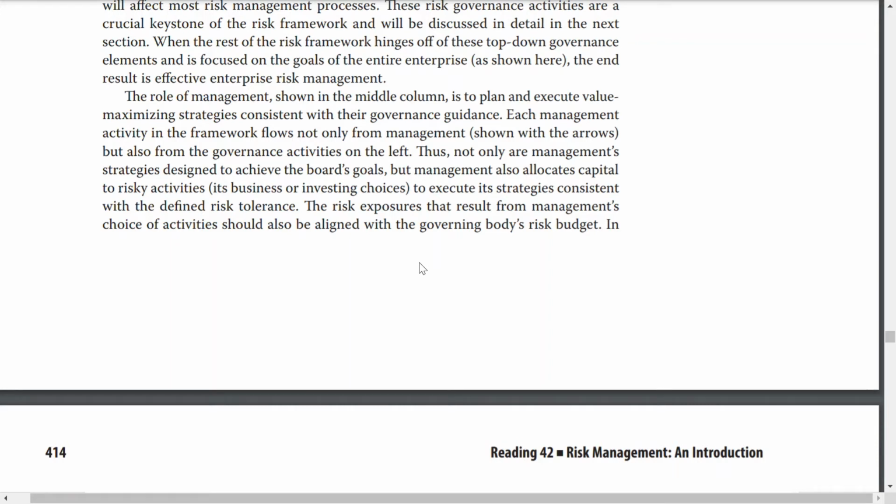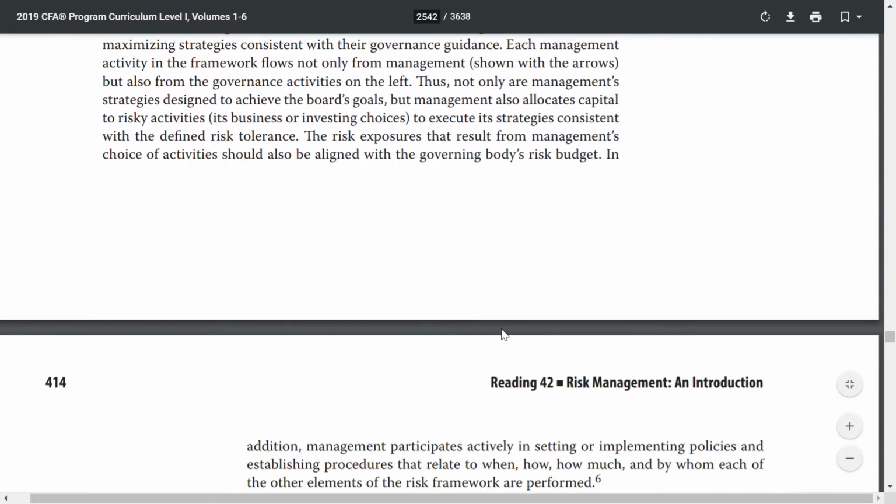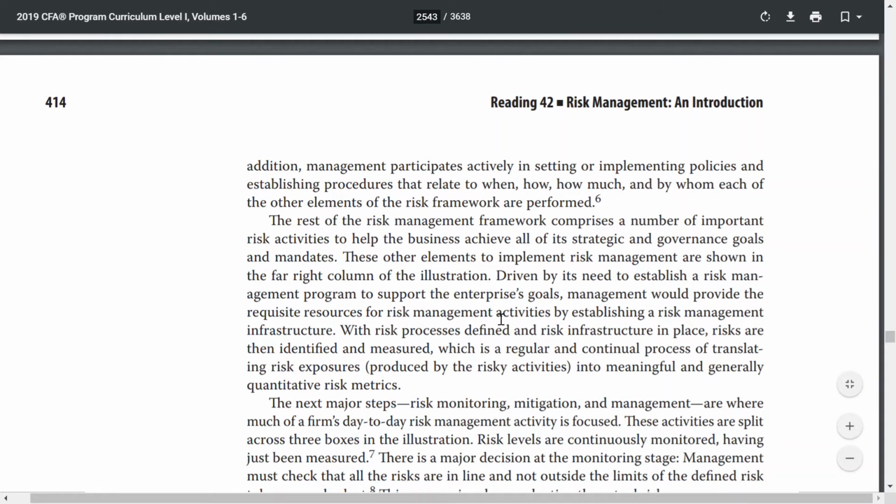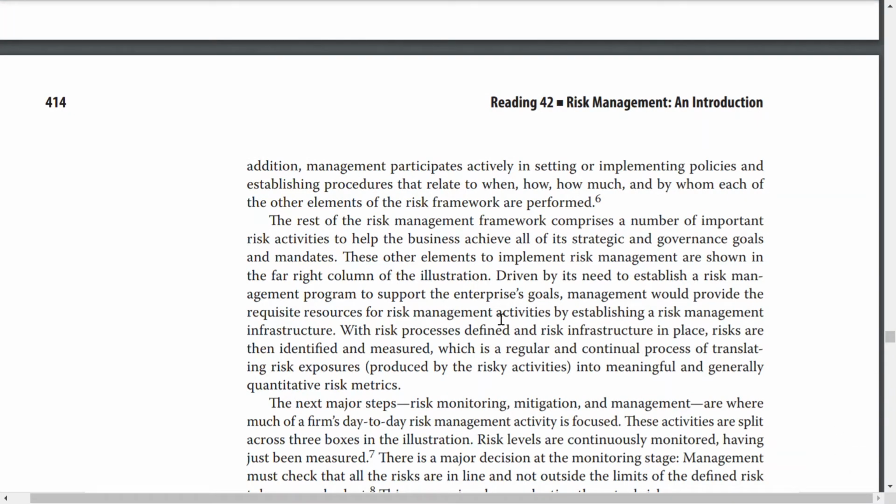Thus, not only are management's strategies designed to achieve the board's goals, but management also allocates capital to risky activities to execute its strategies consistent with the defined risk tolerance. The risk exposure that results from management's choice of activities should be aligned with the governing body's risk budget. In addition, management is actively setting or implementing policies and establishing procedures that relate to when, how, how much, and by whom each of the other elements of the risk framework are performed.